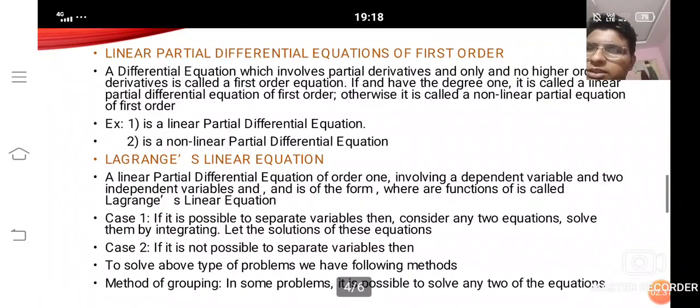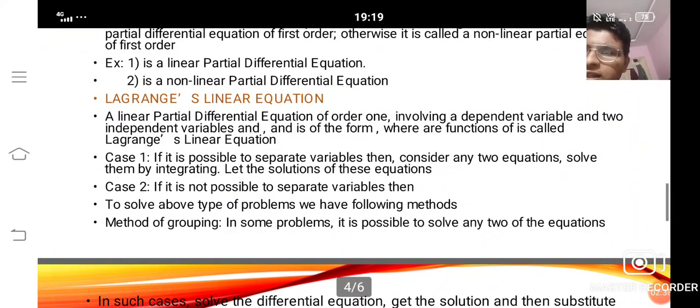Example: a linear partial differential equation and a non-linear partial differential equation. Lagrange linear equation theorem. A linear equation of the first order involving a dependent variable z and two independent variables x and y takes the form Pp + Qq = R, where it is called the Lagrange linear equation.